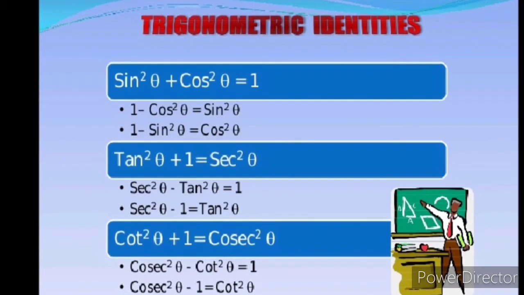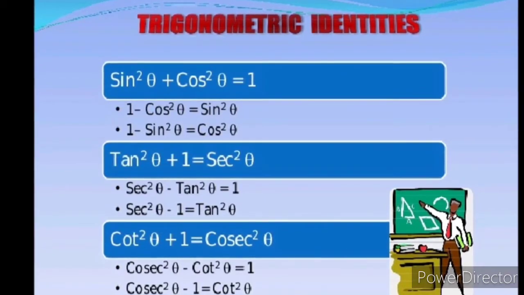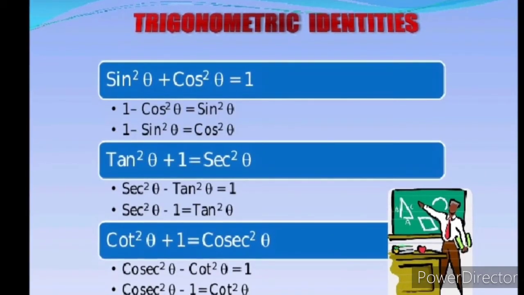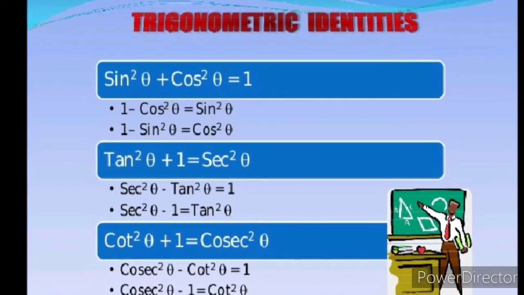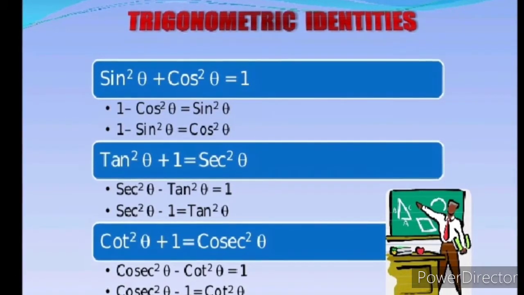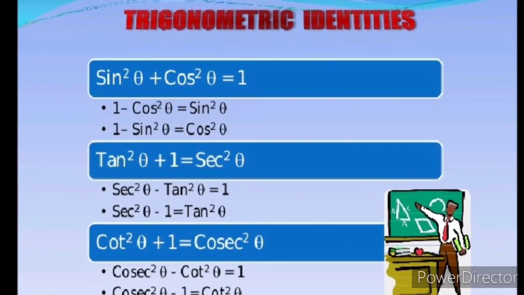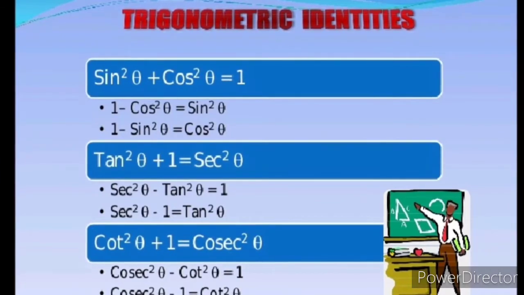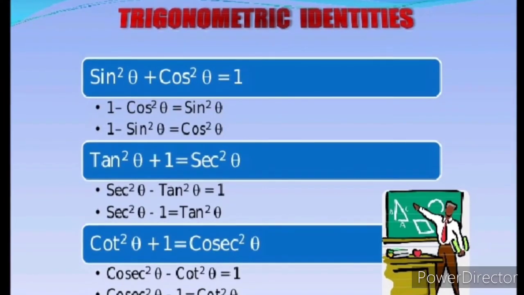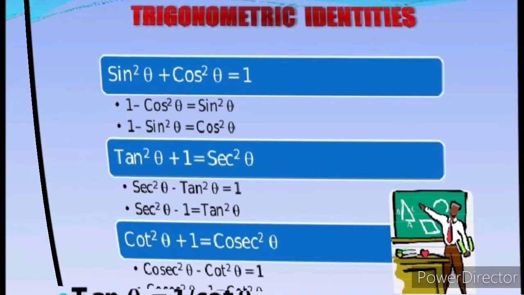They are: sin square theta plus cos square theta is equal to 1; 1 minus cos square theta is equal to sin square theta; 1 minus sin square theta is equal to cos square theta. Tan square theta plus 1 is equal to secant square theta; secant square theta minus tan square theta is equal to 1; secant square theta minus 1 is equal to tan square theta. Cot square theta plus 1 is equal to cosecant square theta; cosecant square theta minus cot square theta is equal to 1; cosecant square theta minus 1 is equal to cot square theta. Clear, children, trigonometric identities? Okay.